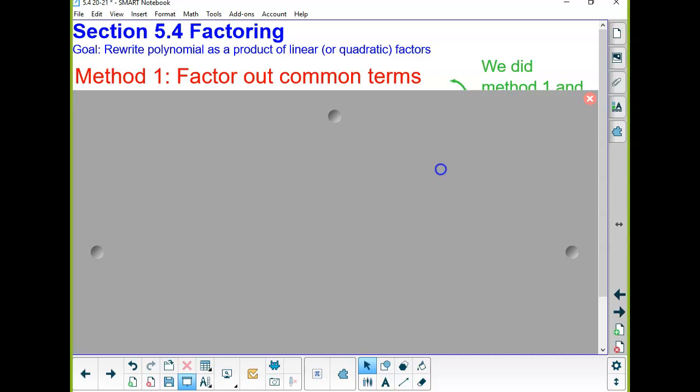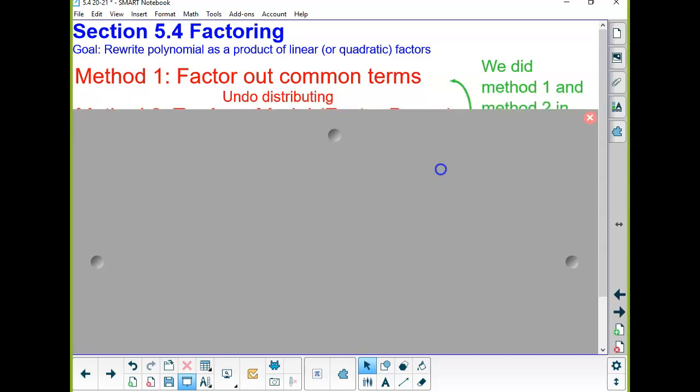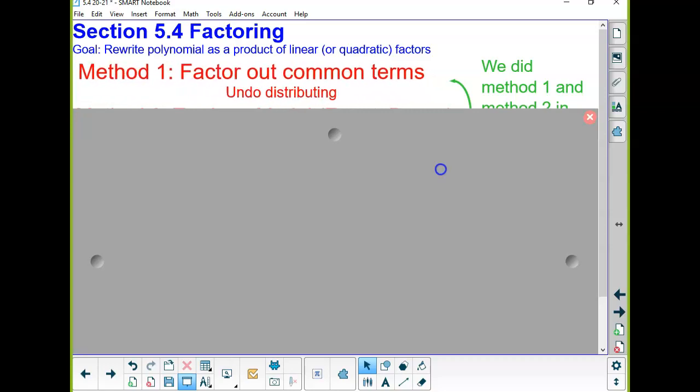Method 1, you always want to do. You want to check to see, can you make your life easier by taking out a common factor? Sometimes they call it a common monomial term. Okay, and I'll model that as we go through. Remember, when you think of the word factor, it's really undoing the distributive property. That's what it's all about.